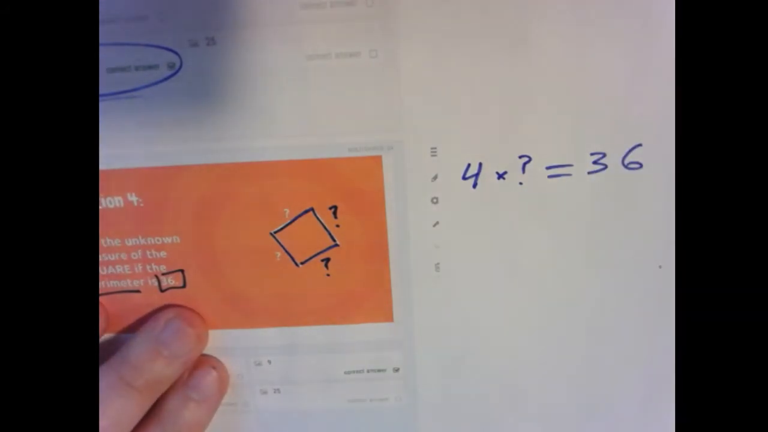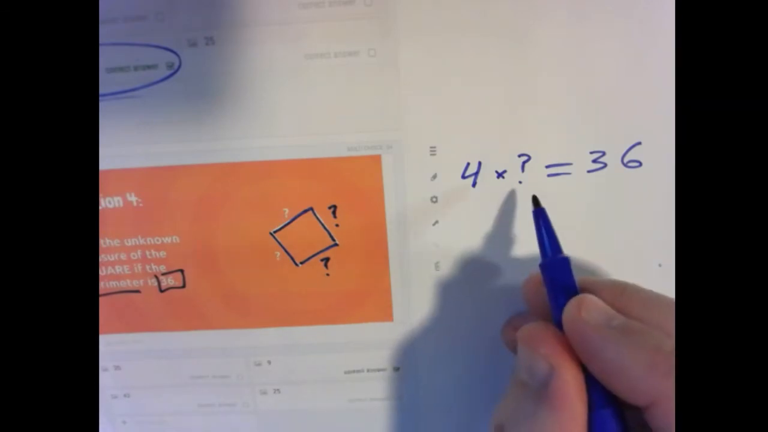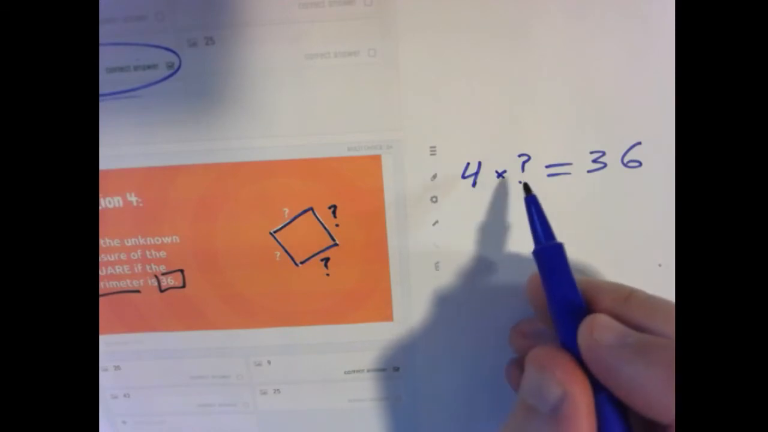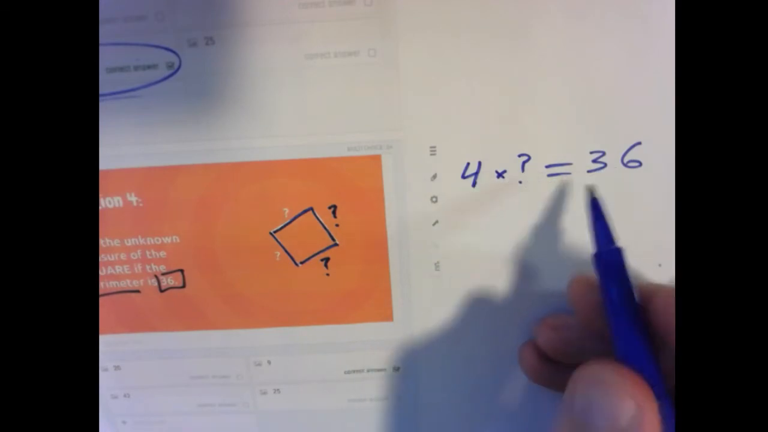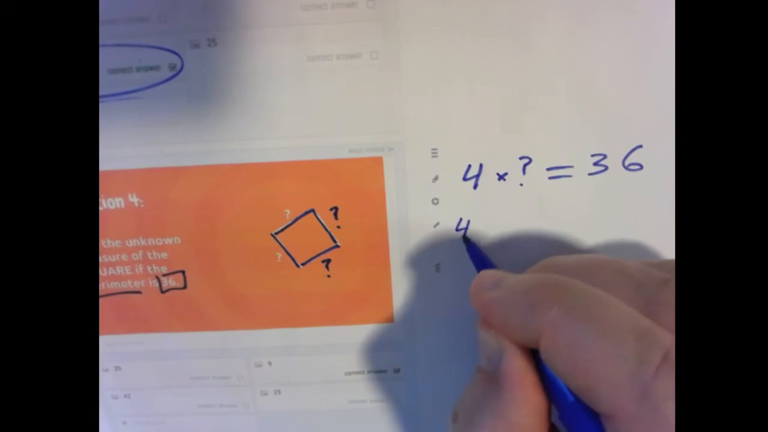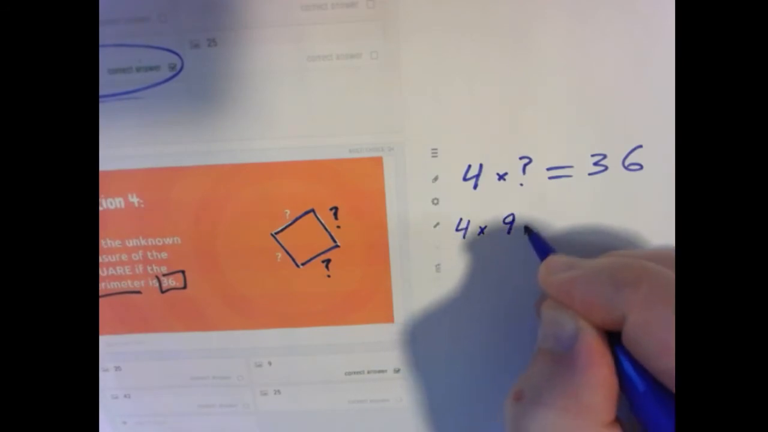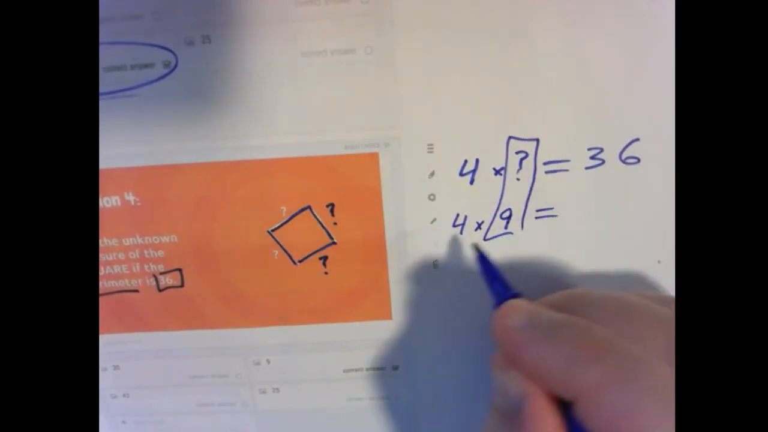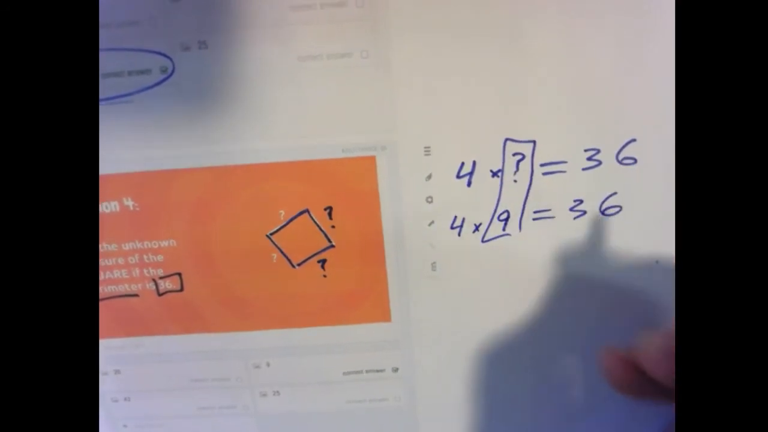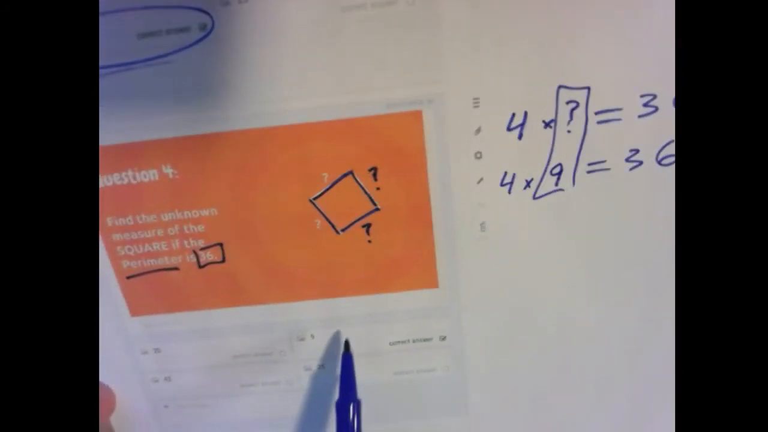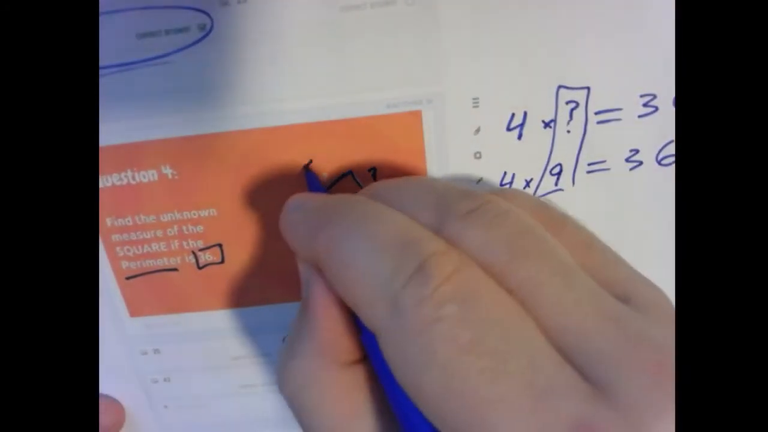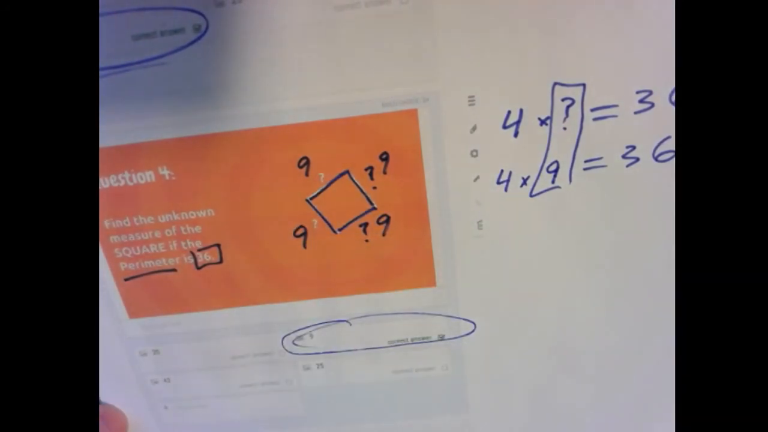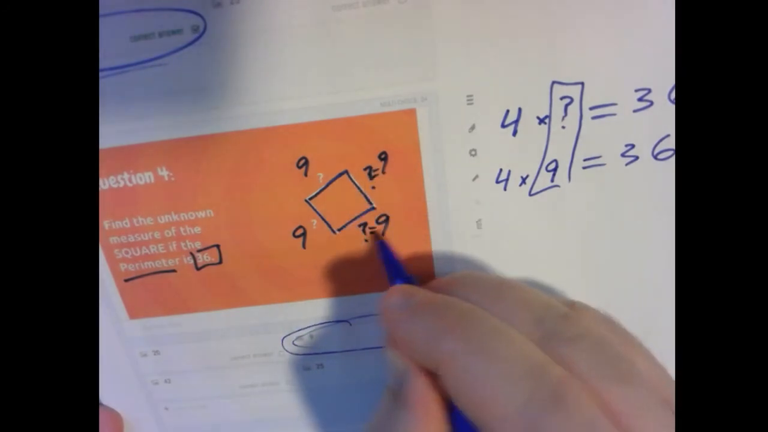So is it 4 10s? Well, 4 times 10 would be 40. That's too big. How about 4 9s? 4 times 9 makes 36. So the unknown that we just figured out is 9, and that's the unknown side, right? So this side is 9, that side is 9, this side is 9, and that side is 9. Okay, good job.